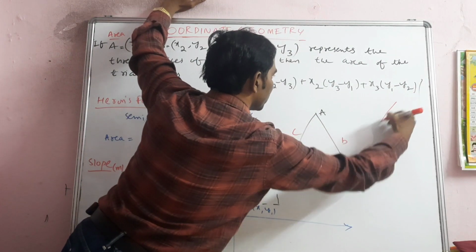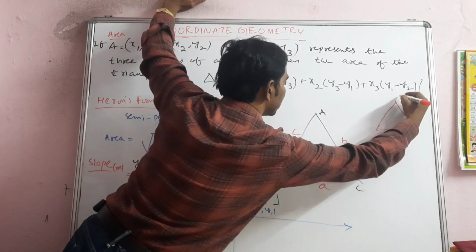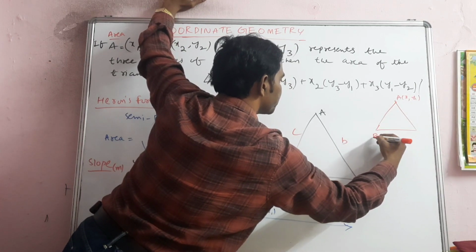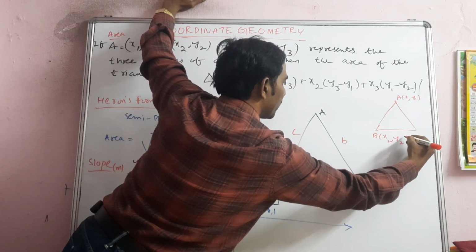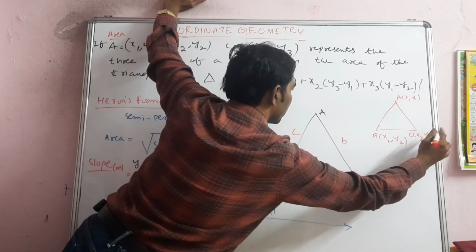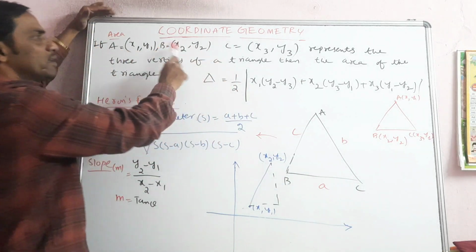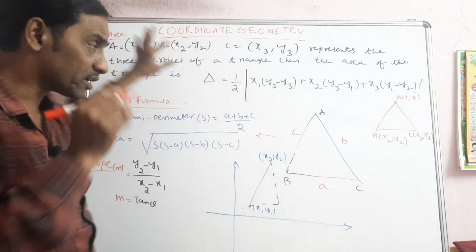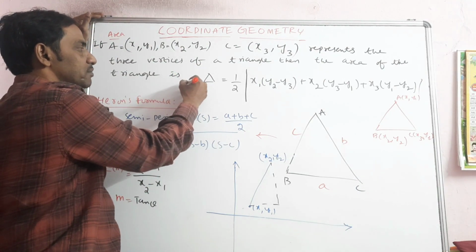For example, you are taking a triangle like this. Let the point A be x1 comma y1, point B be x2 comma y2, and point C be x3 comma y3 in the coordinate plane. Now if you want the area of the triangle, you have to take like this. This triangle symbol represents area, remember that.